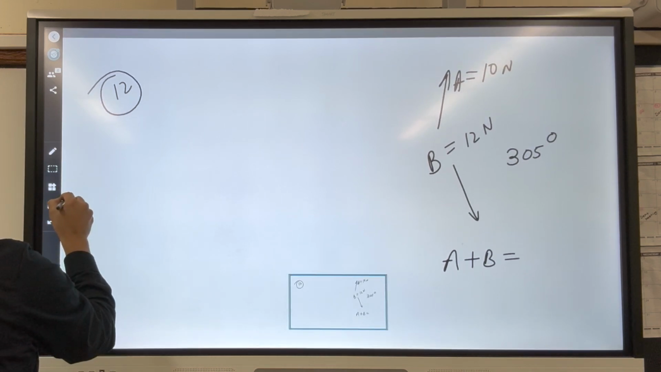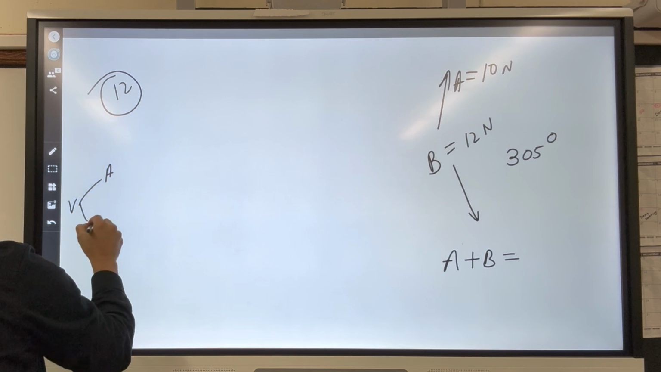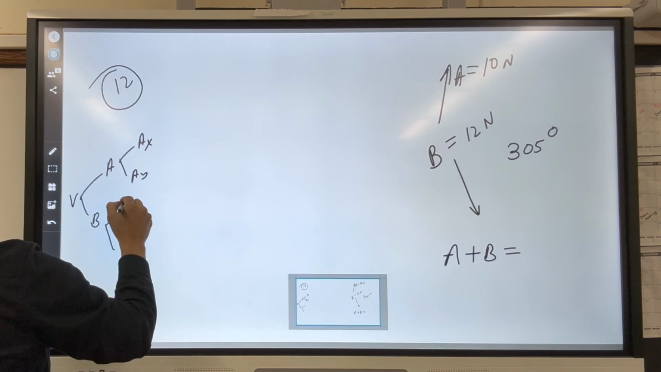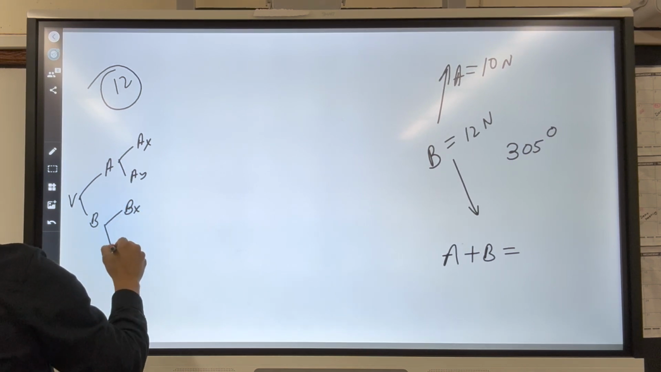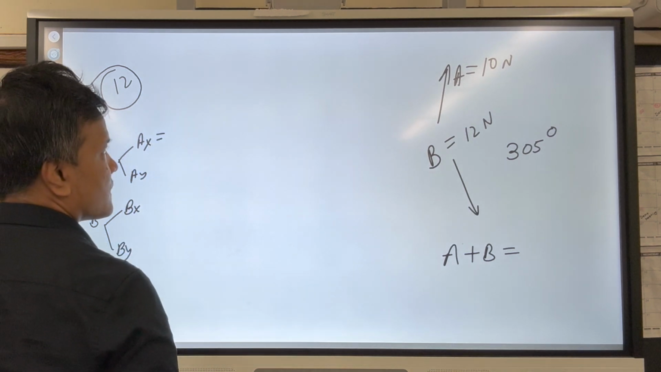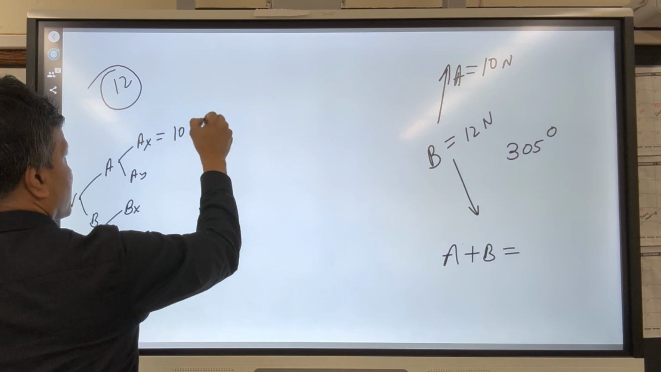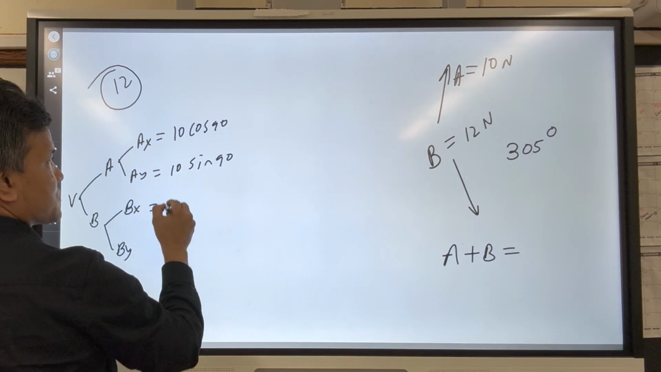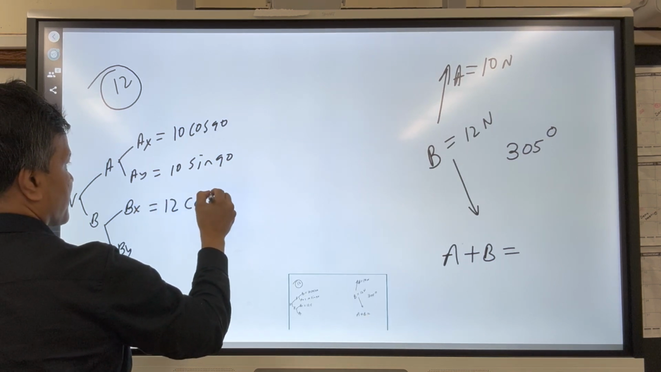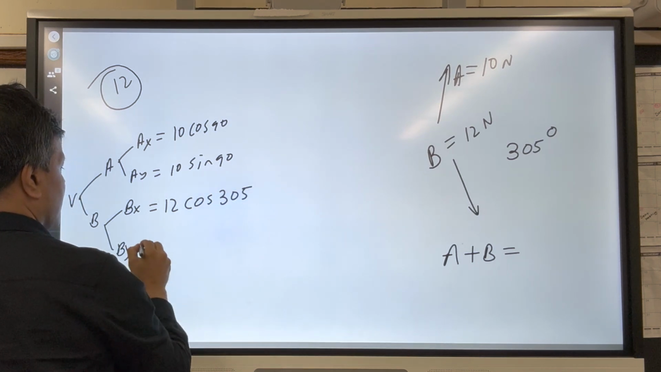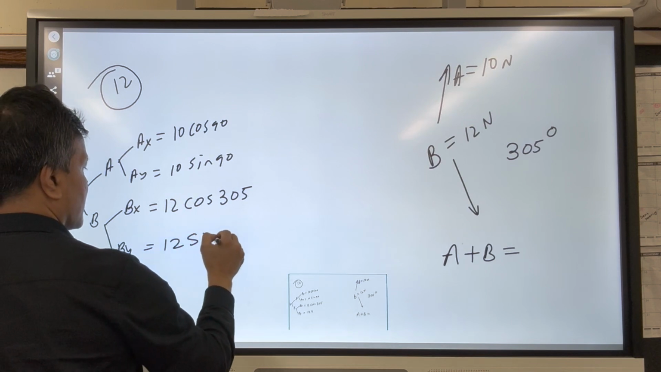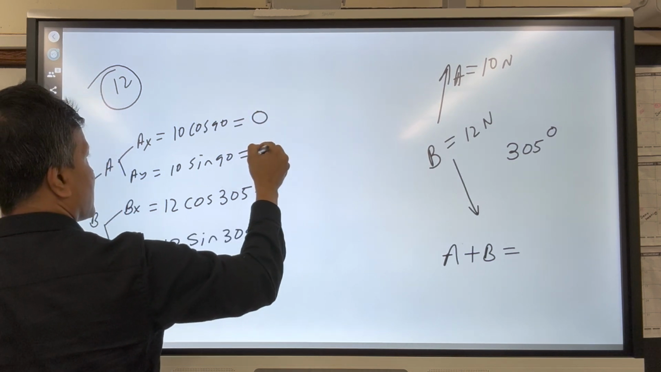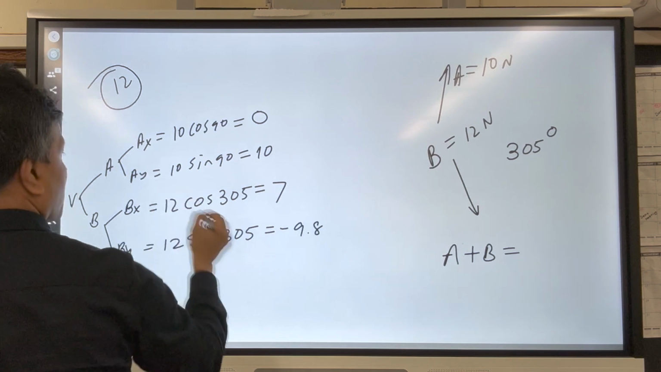Okay, so you have V vector, how many? 2, A and B. A has AX and AY, B has BX and BY. So A is of course 10 cosine 90, 10 sine 90. This is 12 cosine 305. This is 12 sine 305. Okay. This is 0. This is 10. Negative 9.8. All right.